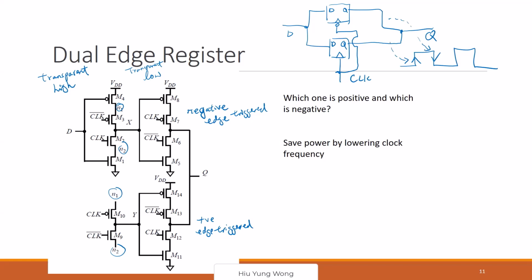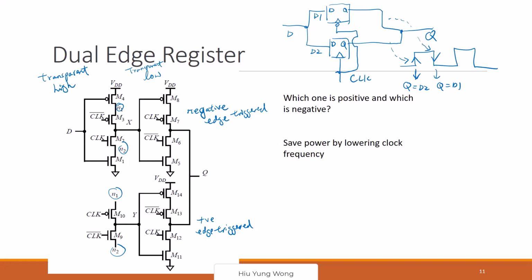So here, if I call this D1, this, I mean, the best is maybe to call this D1, and this D2, right? So when it goes up, then Q equals D2. When it goes down, Q equals D1. Okay, so this is the so-called dual edge register.